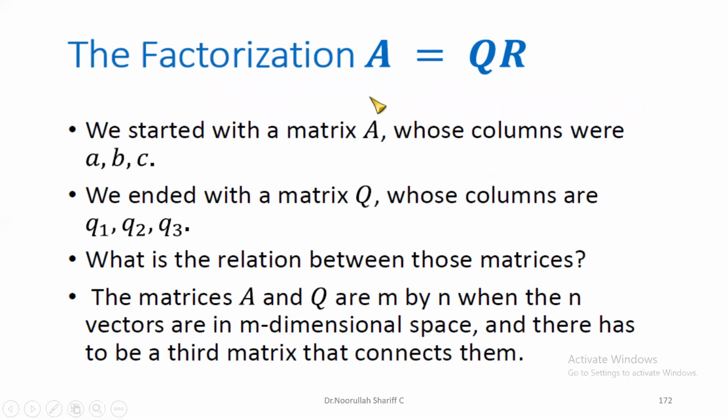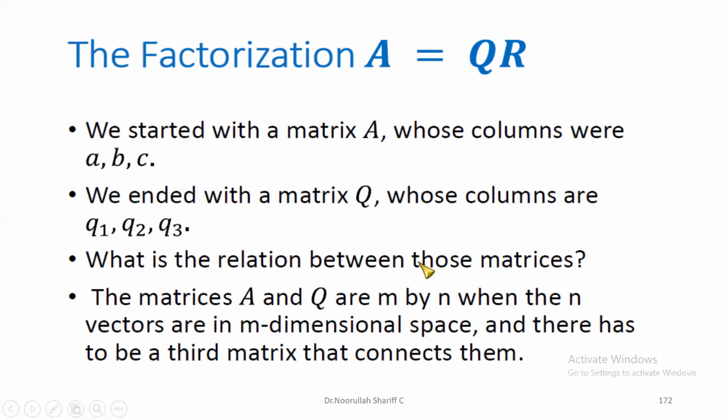Then we come to the factorization A equal to QR. This is quite important because this is the same kind of thing as LU. A is equal to LU we have, and now A is equal to QR is also another factorization. So we started with a matrix A whose columns were A, B, C. We ended with a matrix Q whose columns are Q1, Q2, Q3. You can write A, B, C, or A1, A2, A3, or X1, X2, X3, whatever you want. A1, A2, A3 might be better.